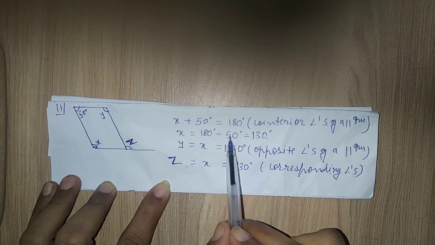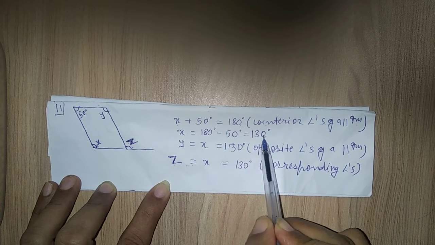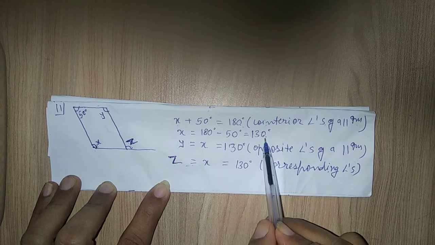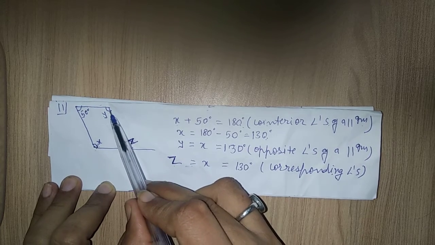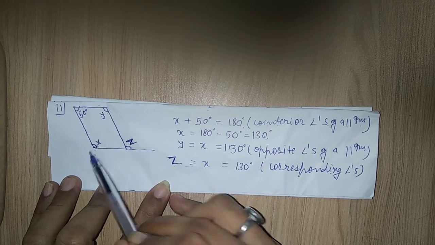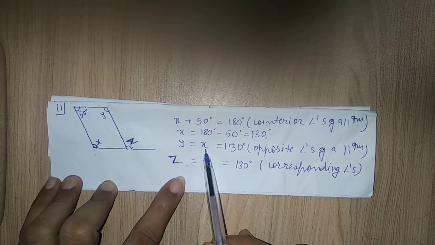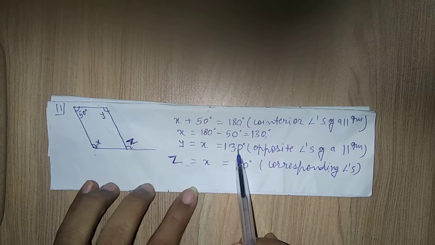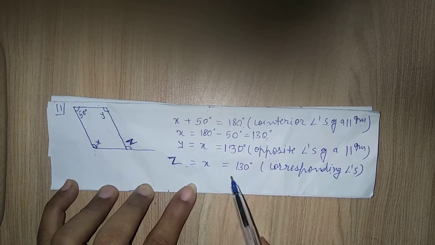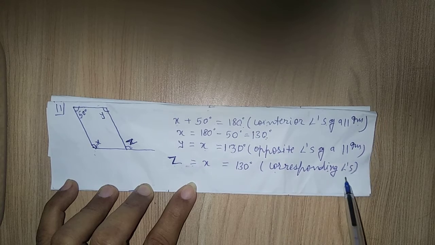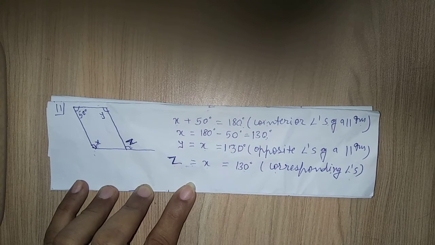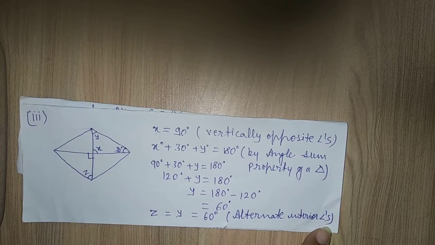So x is equal to 180 degree minus 50 degree, that is 130 degree. So value of x is 130 degree. Now angle y is equal to angle x, since these are opposite angles of a parallelogram, so y is equal to x is equal to 130 degree. Angle z is equal to x because these are corresponding angles. So z is equal to x is equal to 130 degree.